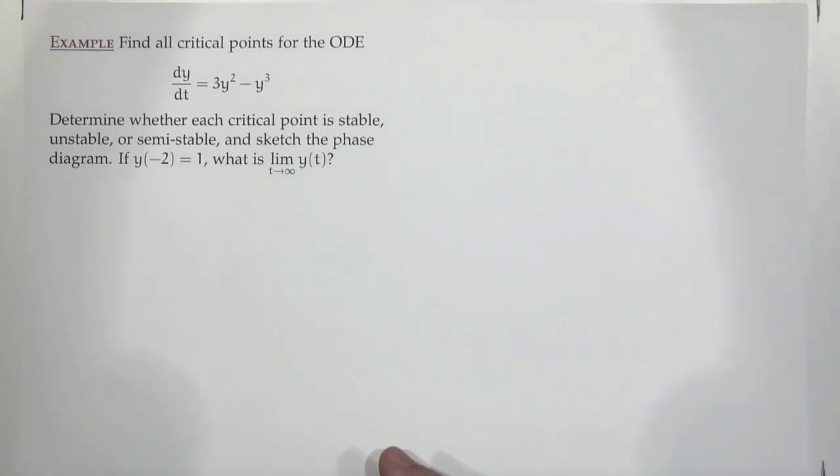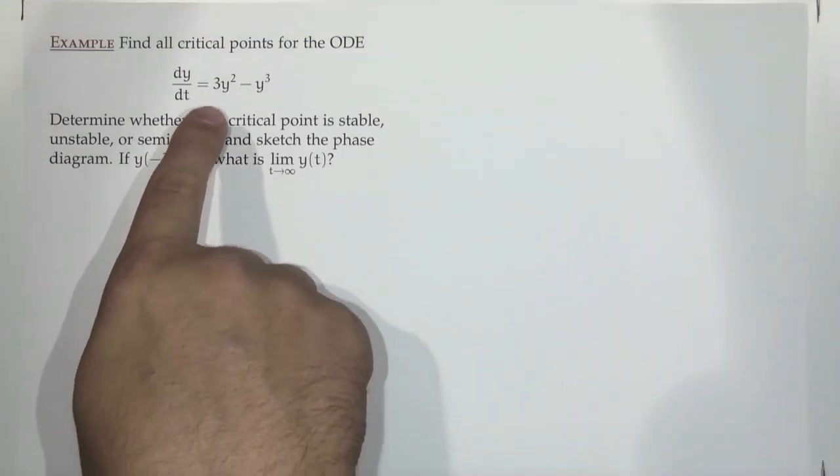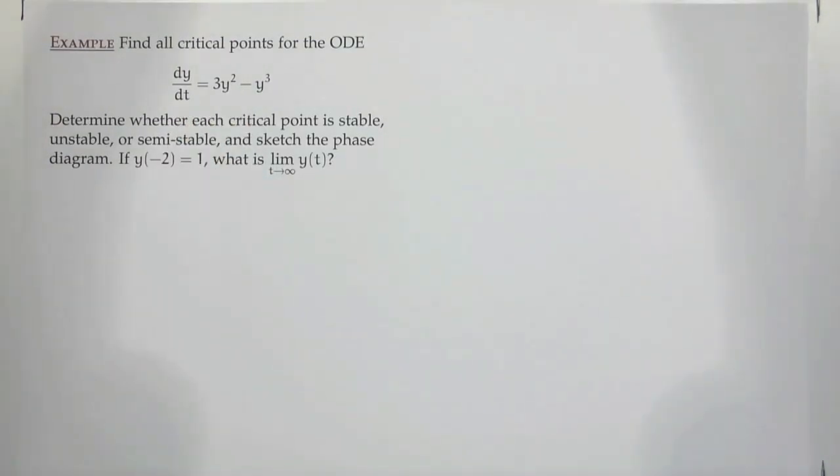So our next problem. Find all critical points for the ODE. Remember, ODE stands for differential equation. The O is for ordinary. dy/dt equals 3y squared minus y cubed. Determine whether each critical point is stable, unstable, or semi-stable. Sketch the phase diagram. If y of minus 2 equals 1, what is the limit as t goes to infinity of y of t? Starting this problem, what's something we can do?